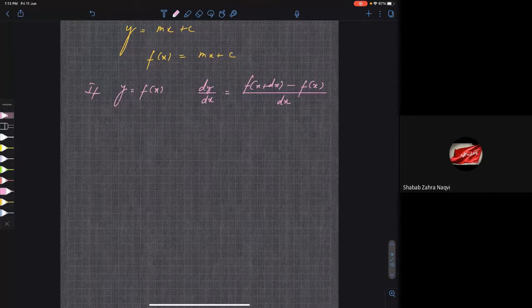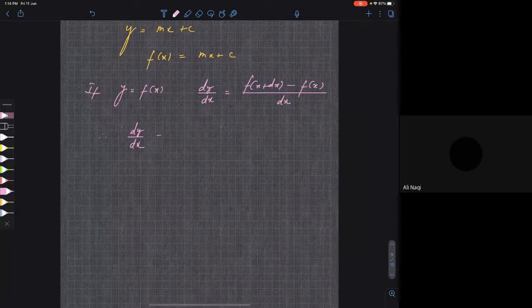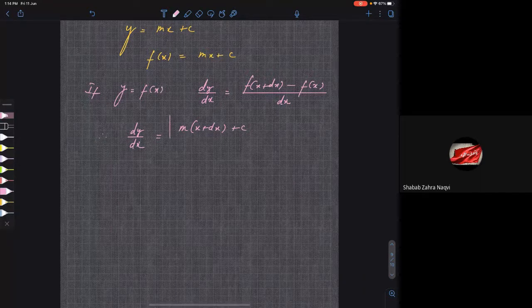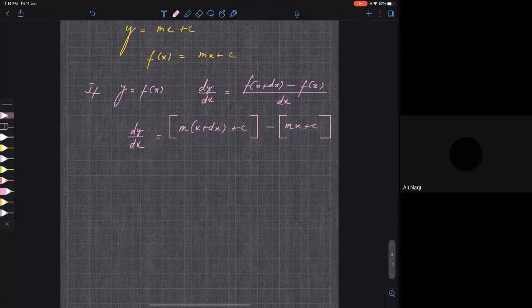Now let me substitute. You tell me what is f of x plus dx. It is m times x plus dx, plus c. Do you agree? This is f of x plus dx, minus what is f of x? Do you agree? Any problem in this? Sir, can you please explain once again?